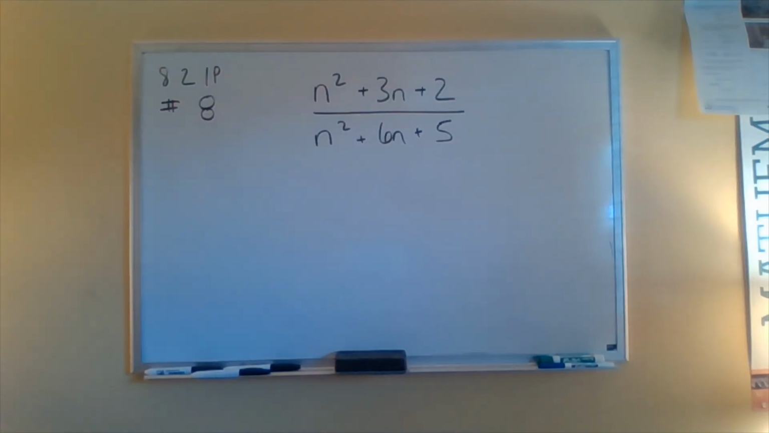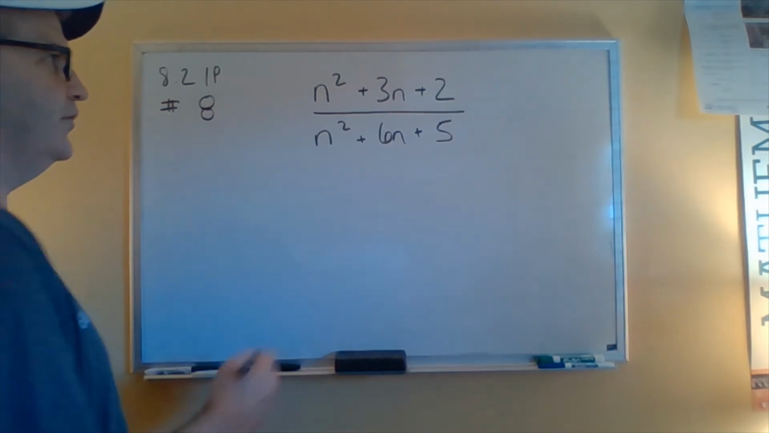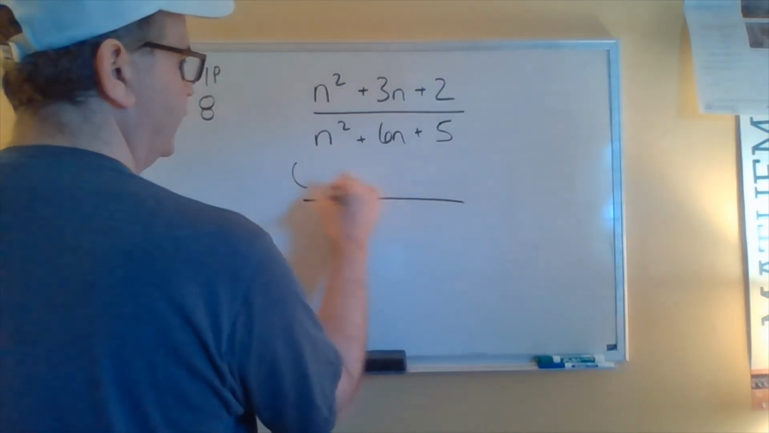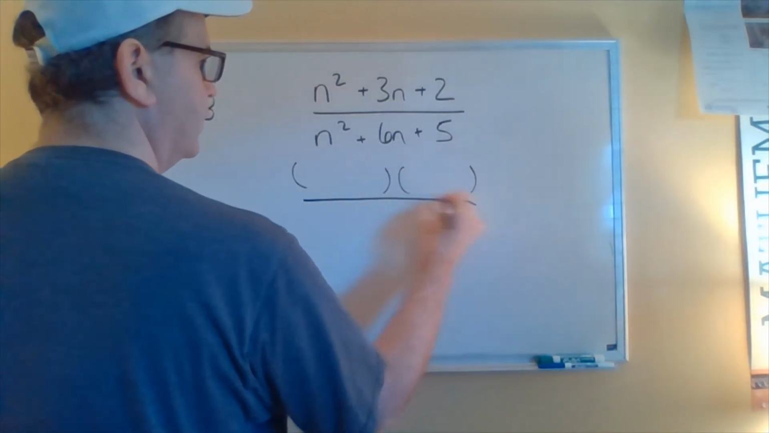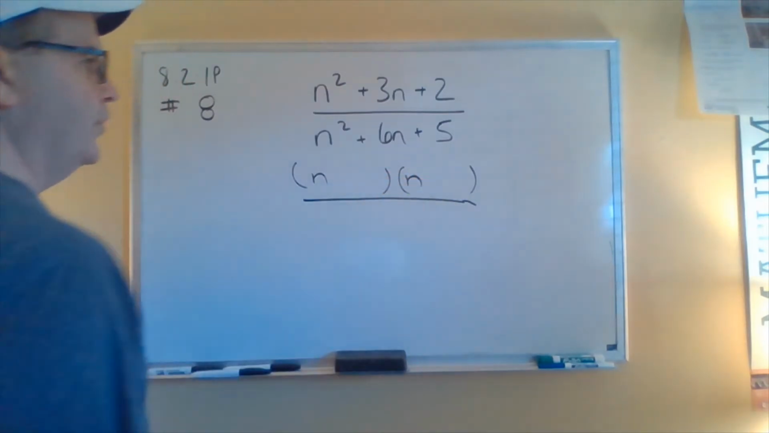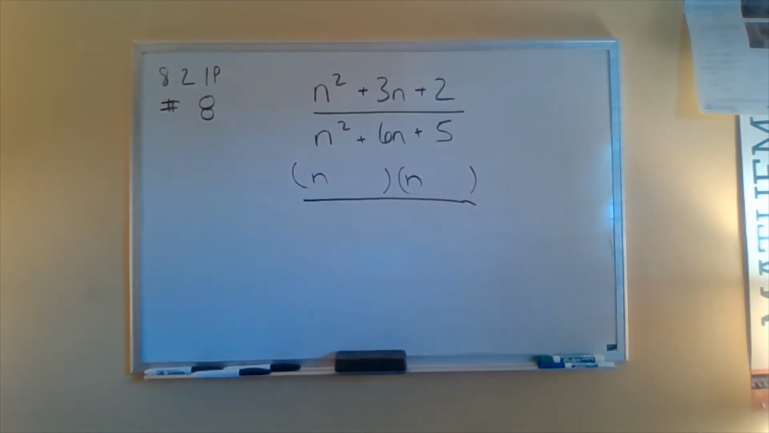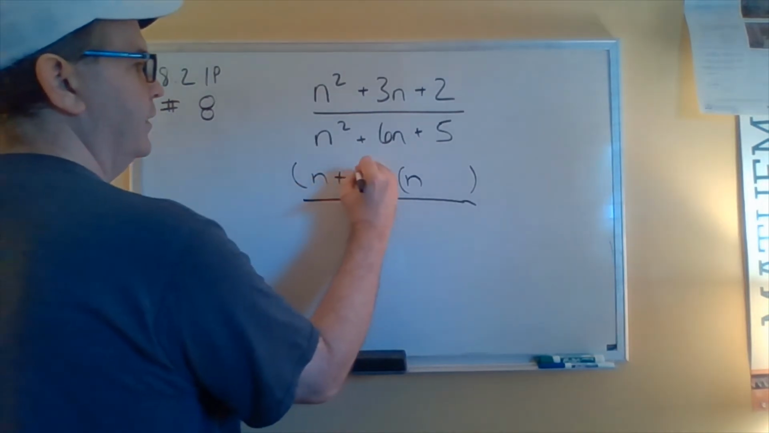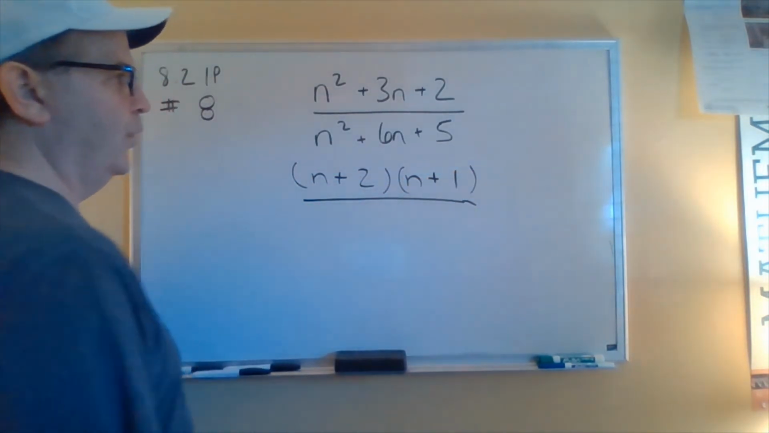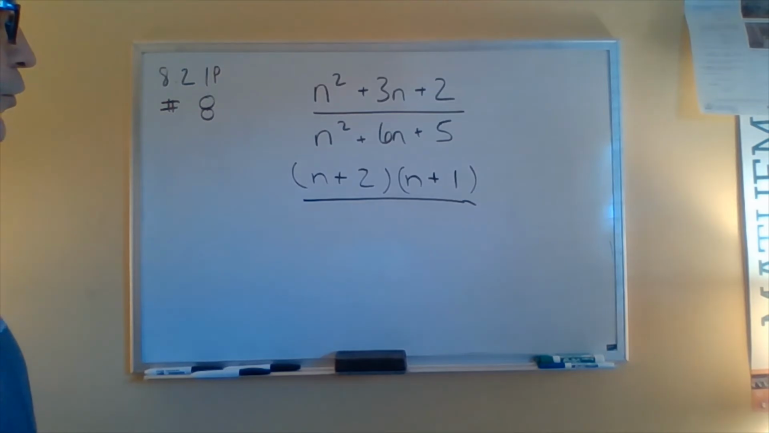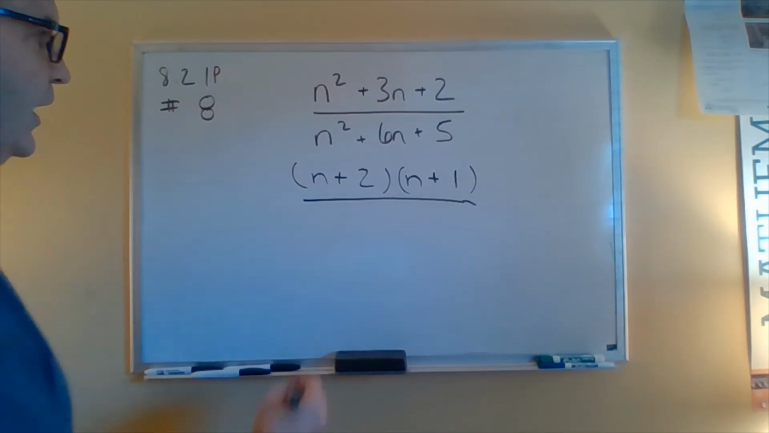Number 8, I'm given the trinomial x squared plus 3n plus 2 over the trinomial x squared plus 6n plus 5. I'm going to try to factor both these trinomials, see if I can't cancel anything out. Let's look at the numerator. Are there two numbers I can come up with I can multiply together to equal 2, then when I add together equal 3? Positive 2 and positive 1. If I multiply 2 and 1, I get 2. When I add 2 and 1, I do get 3.